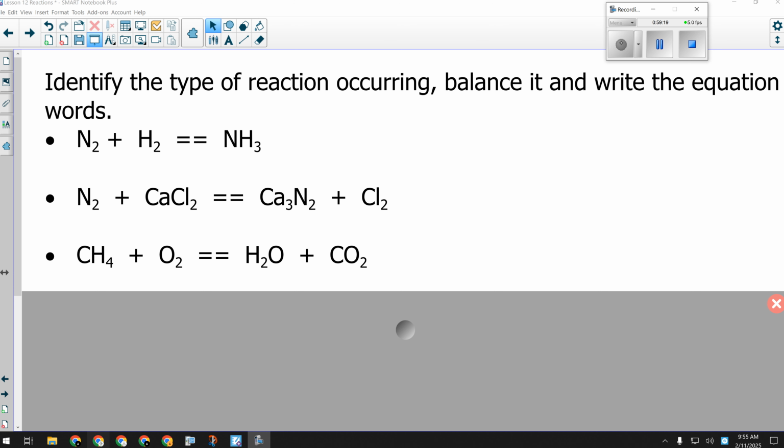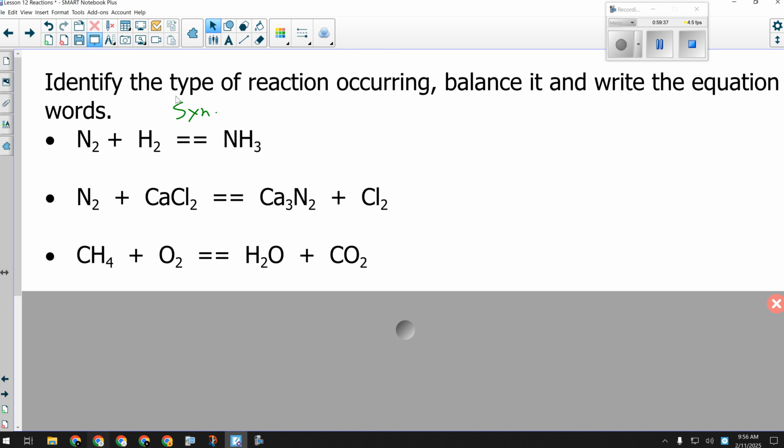Okay, first reaction. What type is that? I've got 2 elements and they're reacting to form a single compound. You're right. Synthesis. Okay, synthesis reaction.